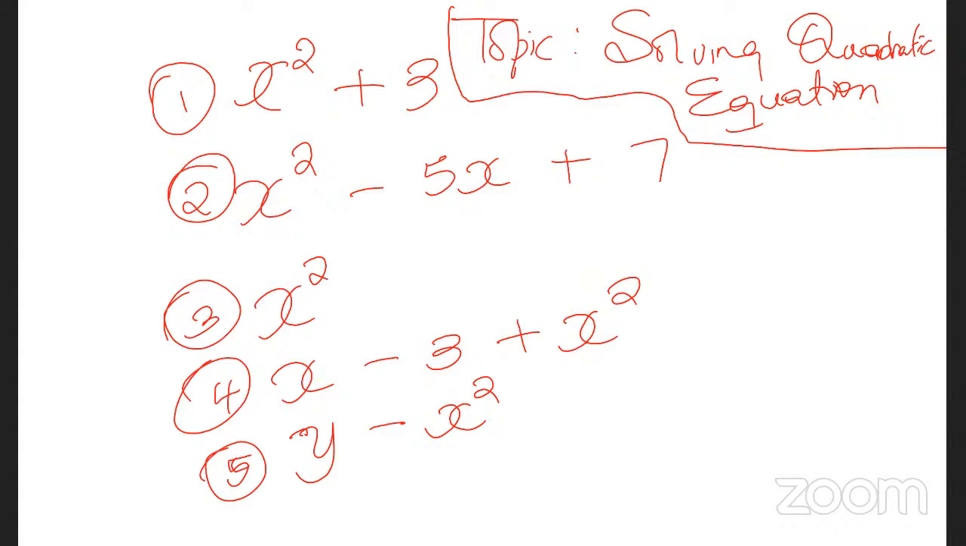All right, so we're looking at solving quadratic equations. So we have the first one, x squared plus 3, right? And then x squared minus 5x plus 7, that's number 3. Number 4, x minus 3 plus x squared, and y minus x squared. We have 1, 2, 3, 4, 5 expressions there. Are they quadratic expressions?